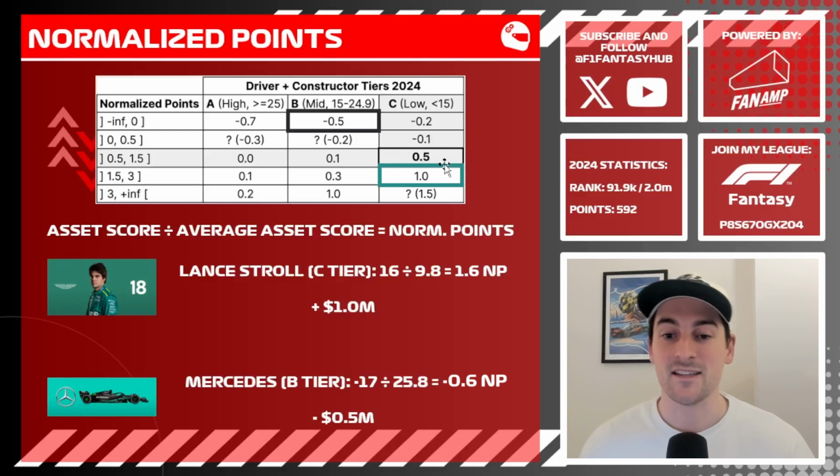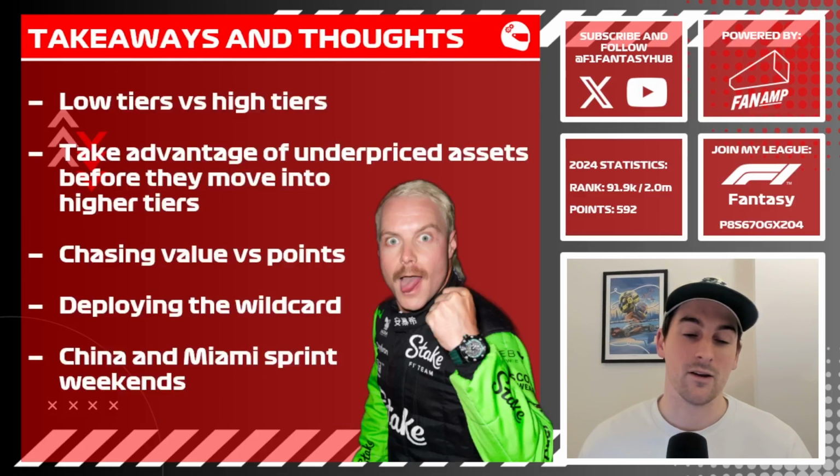Unlike the C tier assets, which if they do quite poorly, a DNF in Lance Stroll's case, the lowest they can drop is 0.2 million. So a great result, I wouldn't say a great result, but reassuring to see that the worst that someone like Lance Stroll can receive after a bad weekend is a 0.2 million price drop.